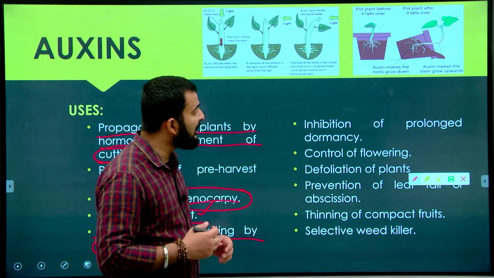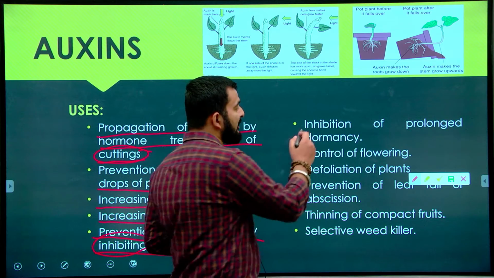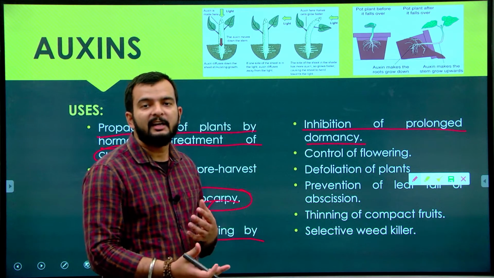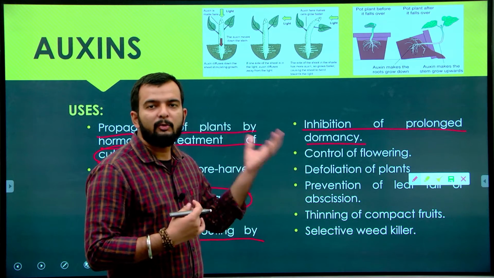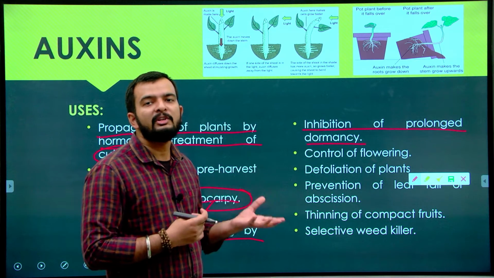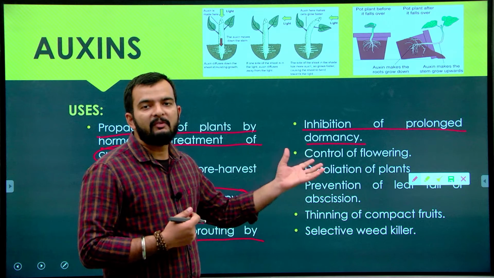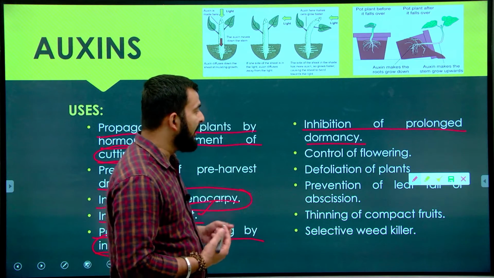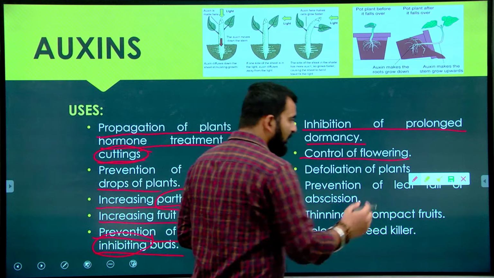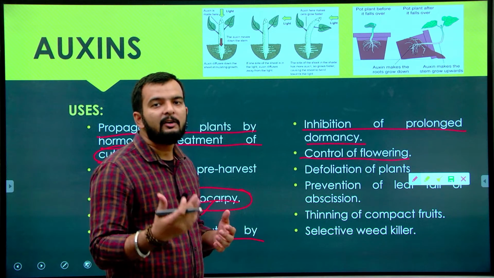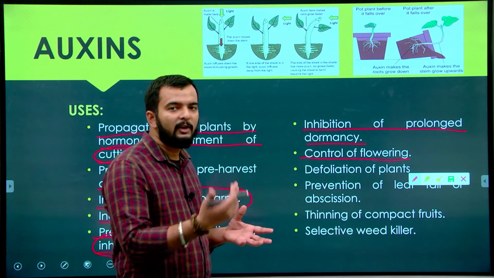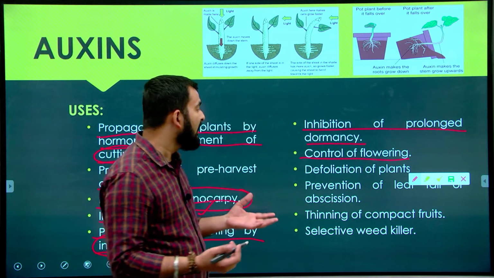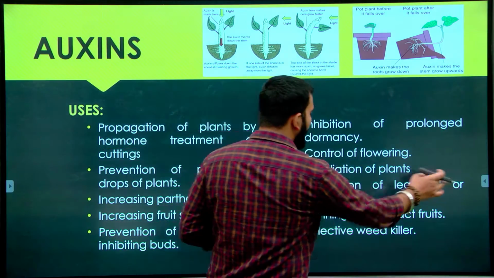Then again we see inhibition of prolonged dormancy. It prevents prolonged dormancy of your plant, that is, it will initiate growth. If your plant has been dormant, not showing signs of growth, it will prevent that dormancy and push the plant into a growth period. Then control of flowering. It will control flowering, it will sort of slow down the flowering process, or fewer flowers will be there. Then we have defoliation of plants.